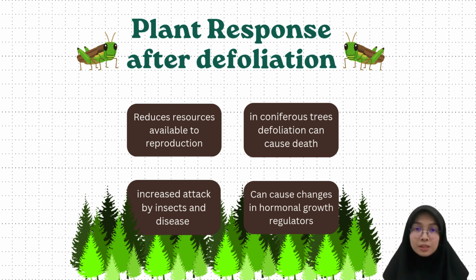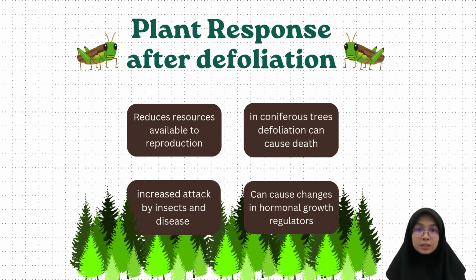The second one is that coniferous trees, like pine, have a high potential of defoliation, which can cause death. For example, when defoliation happens due to insects, disease, or pollution, the tree loses its ability to produce food like sugar. So, without enough energy, the tree will die.